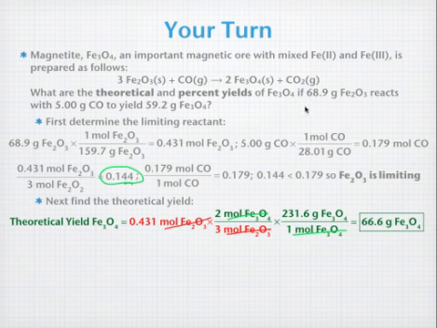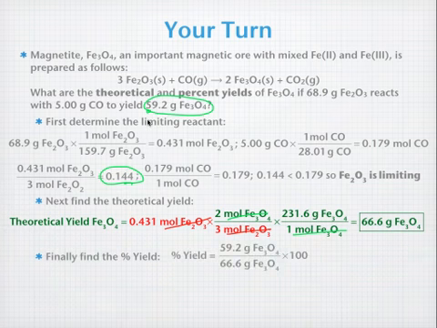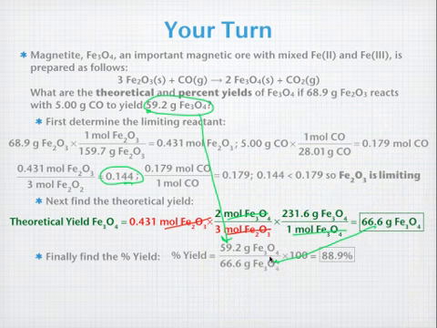Now up above, I told you that the actual yield was 59.2 grams. So we're going to take that actual yield now and plug it into the percent yield equation along with the theoretical yield. 59.2 grams is our actual yield, that goes on top. The 66.6 grams of Fe3O4 goes on the bottom, multiply by 100, and that gives us a percent yield of 88.9%.